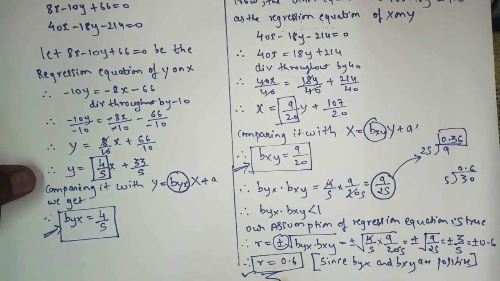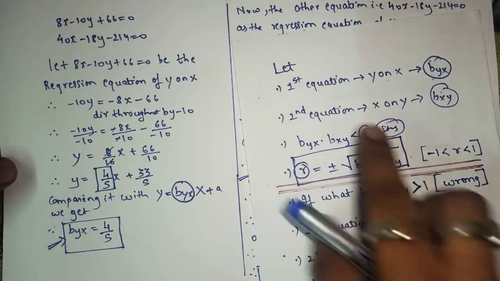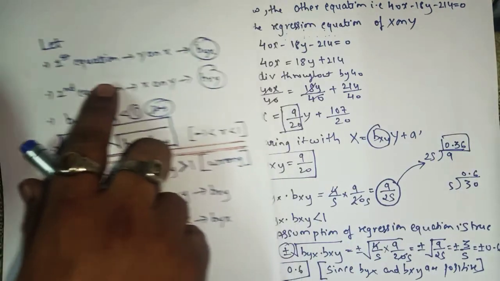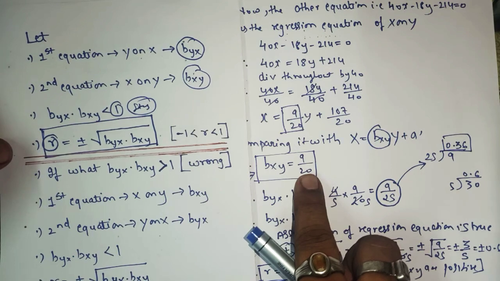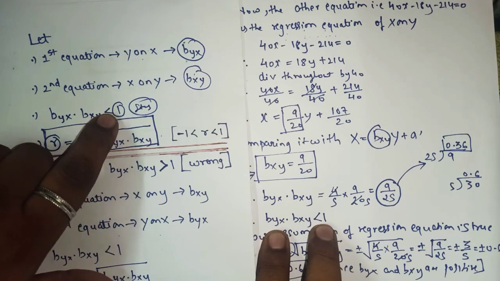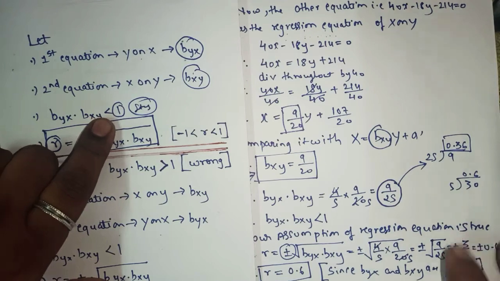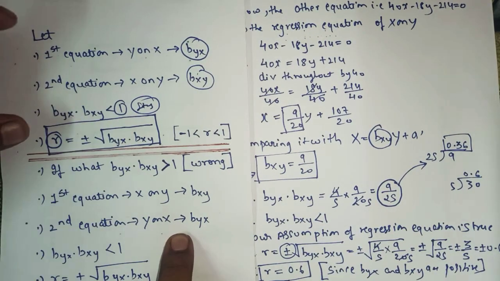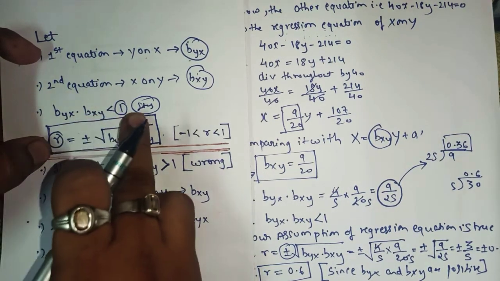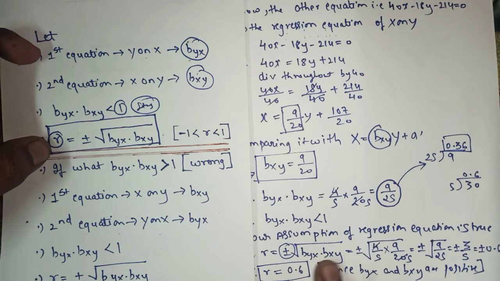Correlation coefficient means r. Remember this. Once again I will explain the sum. For the first equation, for each and every sum, you will consider y on x, where you will get byx. For the second equation you will consider x on y, where you will get bxy. You have to check the product should be less than 1. If it is not less than 1, our assumption of considering the regression equation is false. If it is less than 1, that means true. Simply follow this fourth step to get the answer of r. If the product is less than 1, we can find the value of r. So r is plus minus square root of byx into bxy.